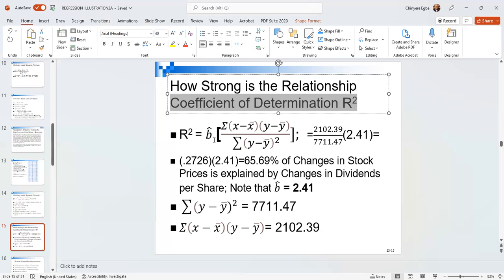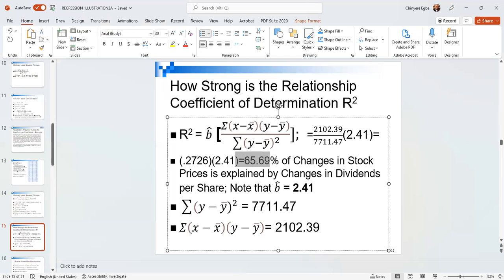R squared is b hat times the equation that you already used, except that you have y minus y bar squared here, which is equal to 65.69%. When you calculate it mathematically, you are going to get a decimal, which is 0.6569. And of course, you make it 65.69%. So 65.69% of changes in stock prices is explained by changes in the amount of dividends.